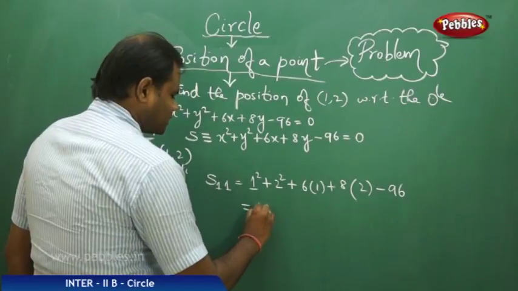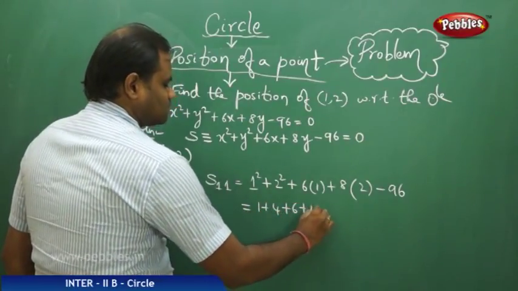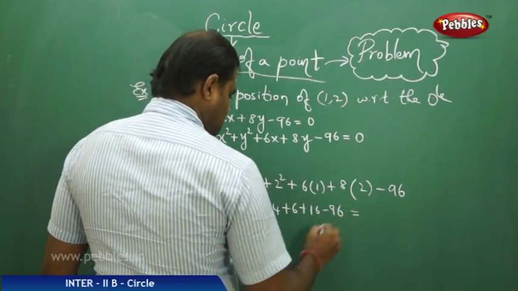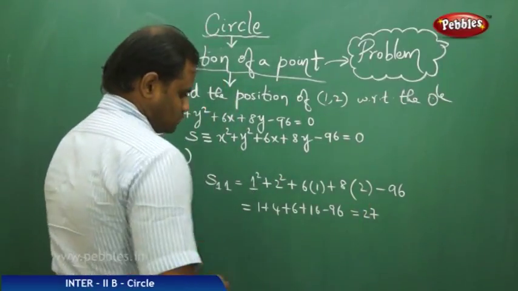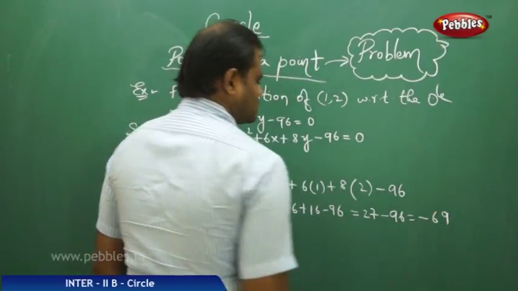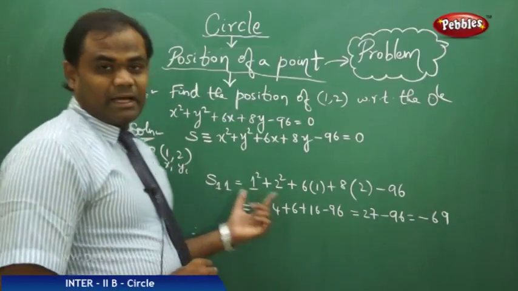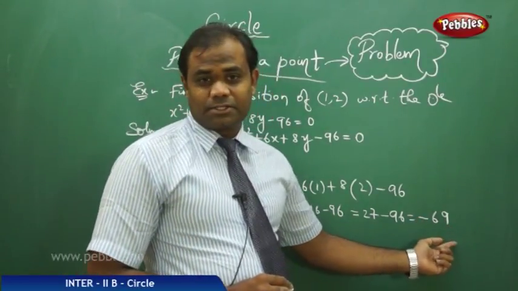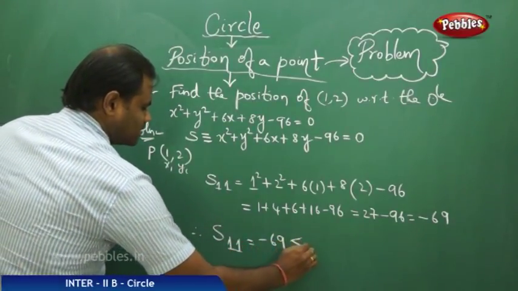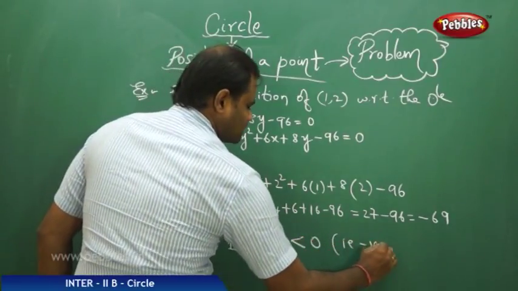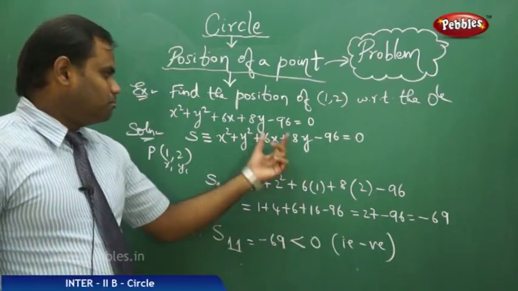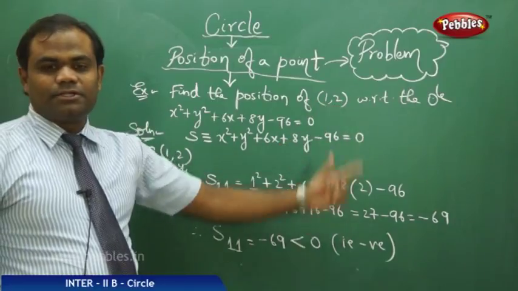So on simplification this gives 1 plus 4 plus 6 plus 16 minus 96. So 27 minus 96, that is minus 69. As I clearly see, my S11 is a negative value, that is minus 69. Therefore S11 equal to minus 69 is less than 0, that is negative. And therefore this decides that for a negative value, P lies inside the circle, it is an interior point.